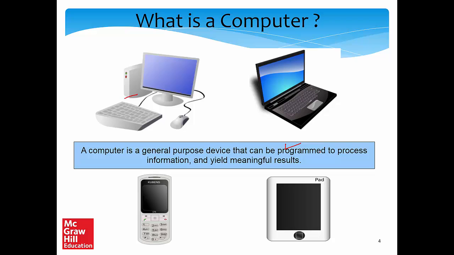Second, it needs to be able to process some information that is given from outside, like when you enter some information via a keyboard or a mouse. It's processing that information and it needs to yield meaningful results. So all these three facets are important for defining what a computer is.